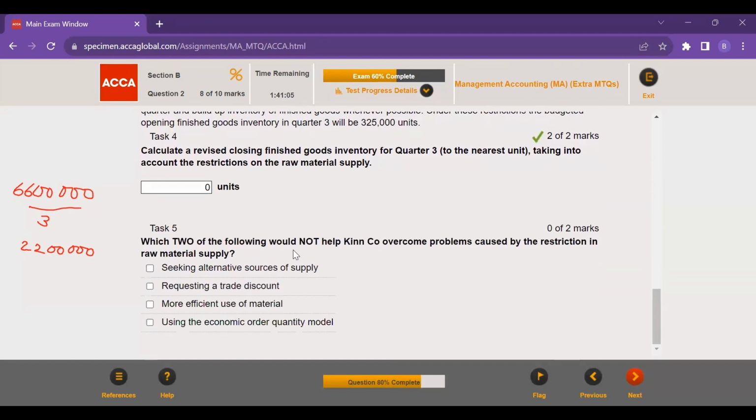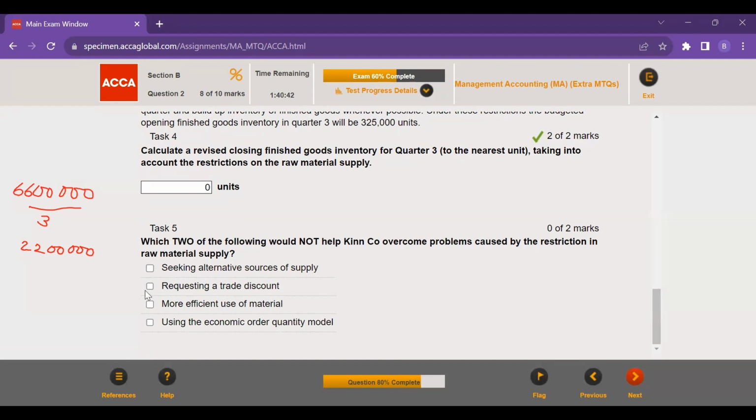Now let's have a look at task 5. Which two of the following would not help Kin Company overcome problems caused by the restriction in your material supply? So we have to select which will not help them. So let's read the options. Seeking alternative sources of supply. This will definitely be a helpful strategy.